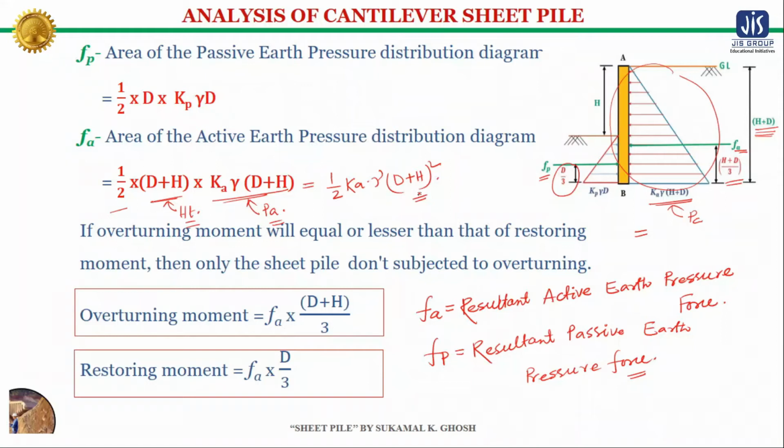Okay, now in the same way, if you want to calculate the resultant passive earth pressure force, then you need to calculate the area of the passive earth pressure distribution diagram, right? So we know this is the passive earth pressure distribution diagram, right? And the height of this passive earth pressure distribution diagram is D, right? We know the height from the dredge level to the base of the sheet pile is D, right? So this is the dredge level, right? We have discussed it several times. This is the dredge level.